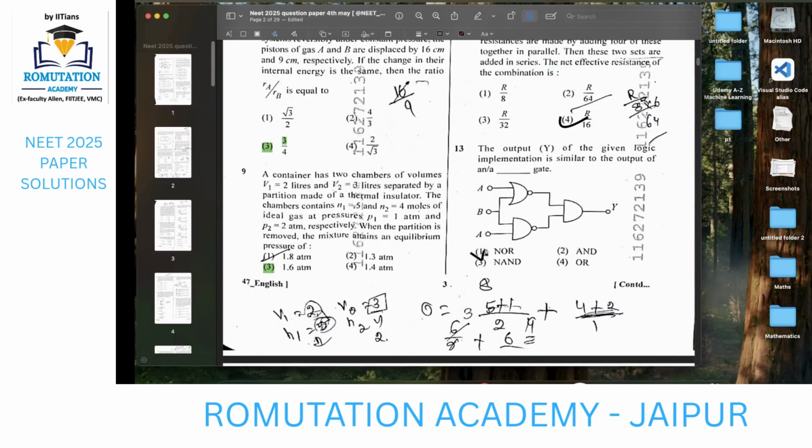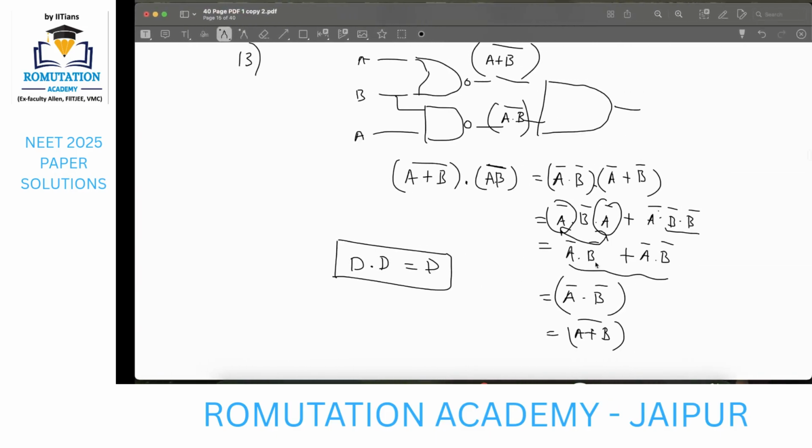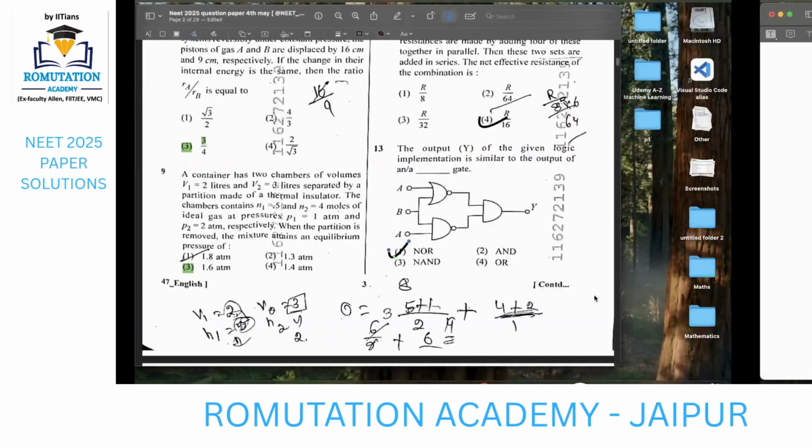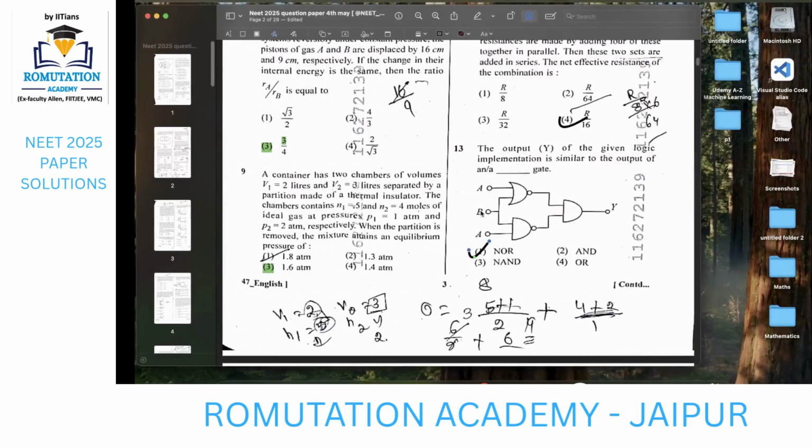So this is what should be the answer, the NOR gate thing, right? Okay, let me take it wise clearly. So this is NOR gate only. Now let's continue to the 14th one.